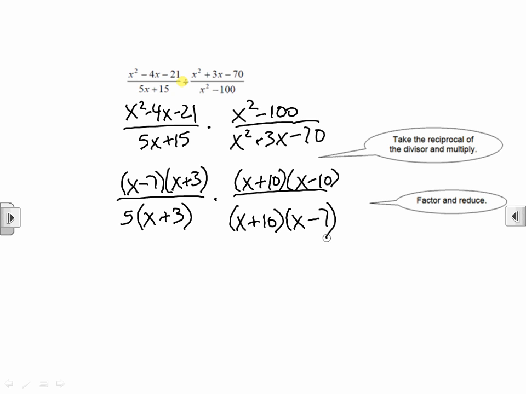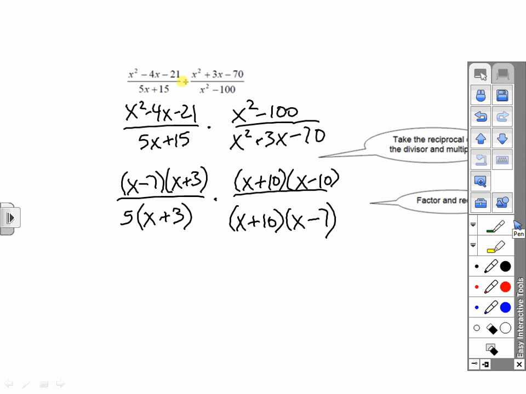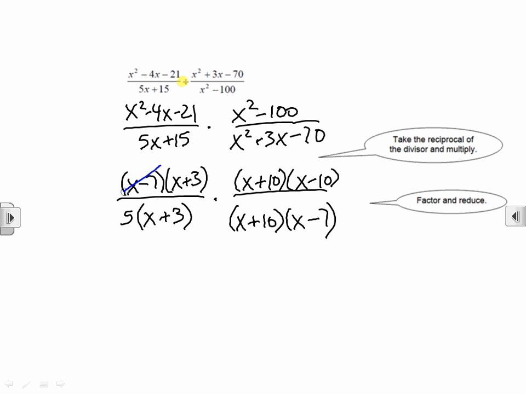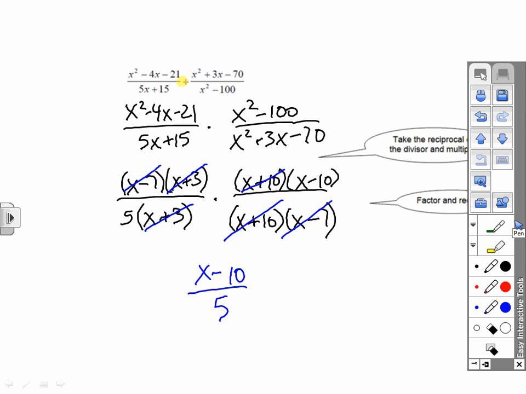And what's nice is sometimes I use this to kind of repeat a little bit. I look at the other factors I have, and hopefully I have some stuff that's going to reduce to 1. Which I do. x minus 7, x minus 7, x plus 3, x plus 3, x plus 10, x plus 10. Cool. So in the numerator, all I'm left with is x minus 10. And in my denominator, I have 5. Well, that's fun. Now, let's not forget to go back to that last step and write what x can't equal.